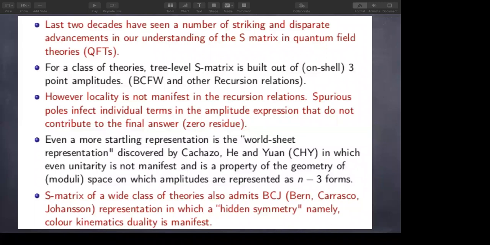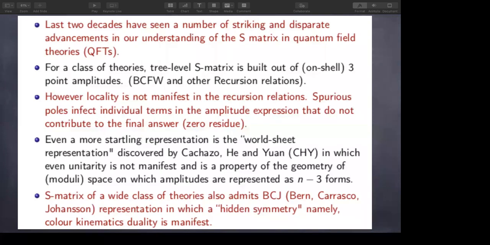For example, in recent times, a big advancement is that it was shown that, at least for a class of theories, tree-level scattering amplitudes can be built out of on-shell three-point amplitudes, and we don't need any other information. These are known as the BCFW or on-shell recursion relations.